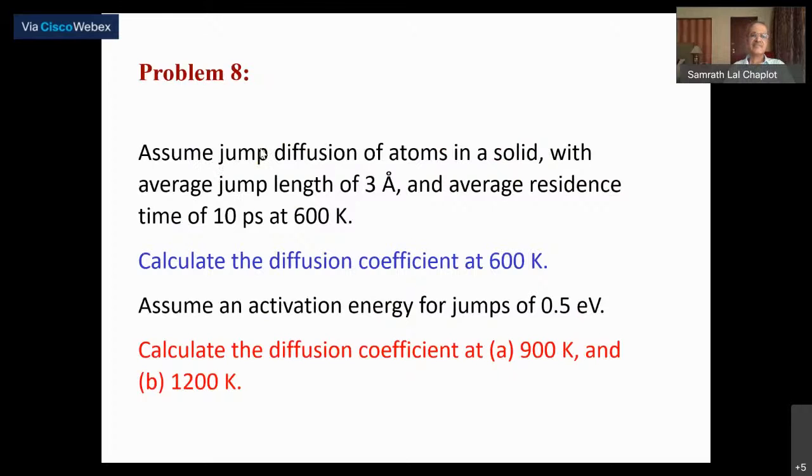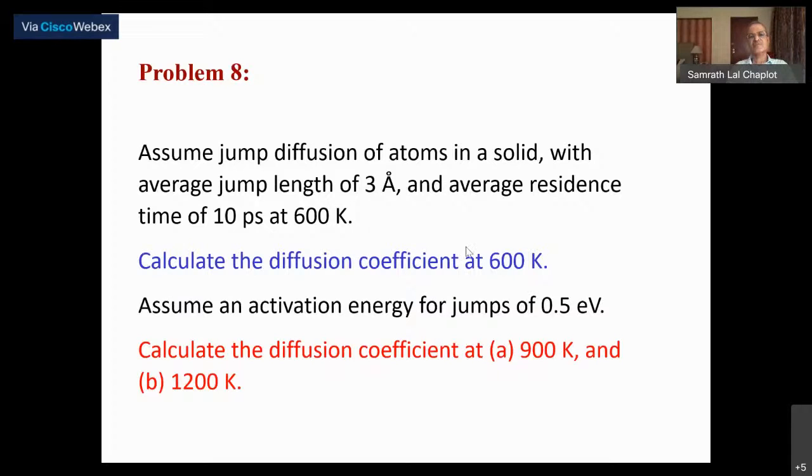Now, let's assume that we have a jump diffusion model, a jump diffusion of atoms in a solid with an average jump length of 3 angstrom and an average residence time of 10 picoseconds, and at this time also giving a value of temperature. Given that, you can first of all calculate the diffusion coefficient at that temperature. As we said, it's very simple. It's the jump length squared divided by tau, and you get the diffusion coefficient.